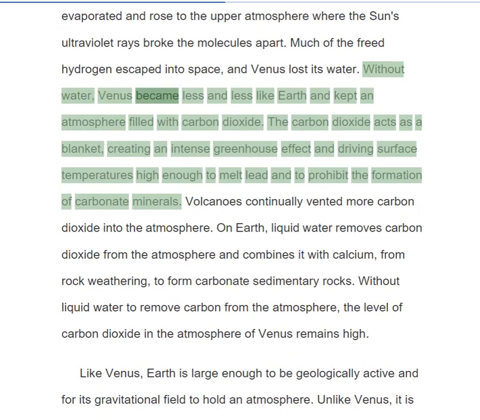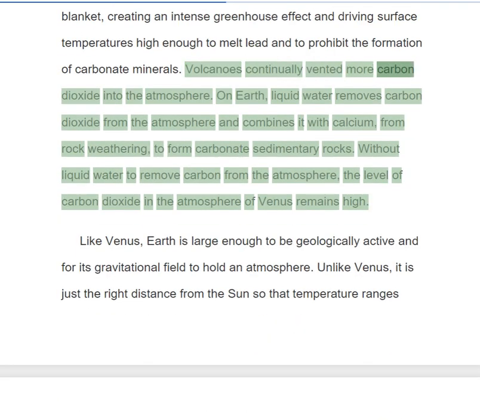Without water, Venus became less and less like Earth and kept an atmosphere filled with carbon dioxide. The carbon dioxide acts as a blanket, creating an intense greenhouse effect and driving surface temperatures high enough to melt lead and to prohibit the formation of carbonate minerals. Volcanoes continually vented more carbon dioxide into the atmosphere.